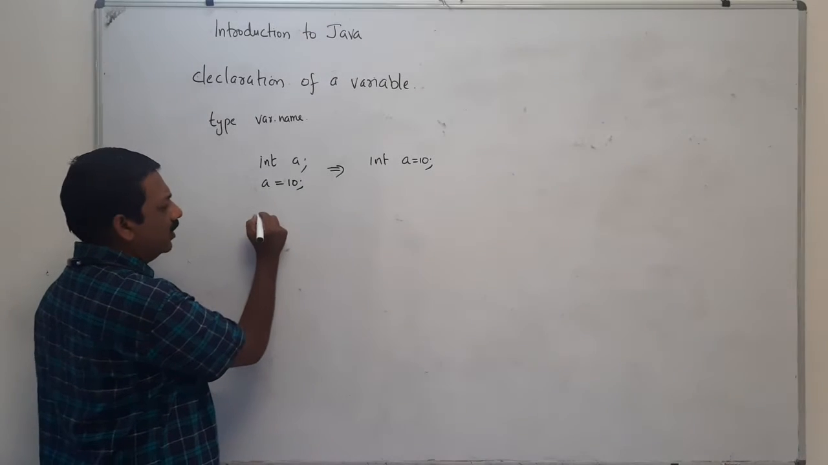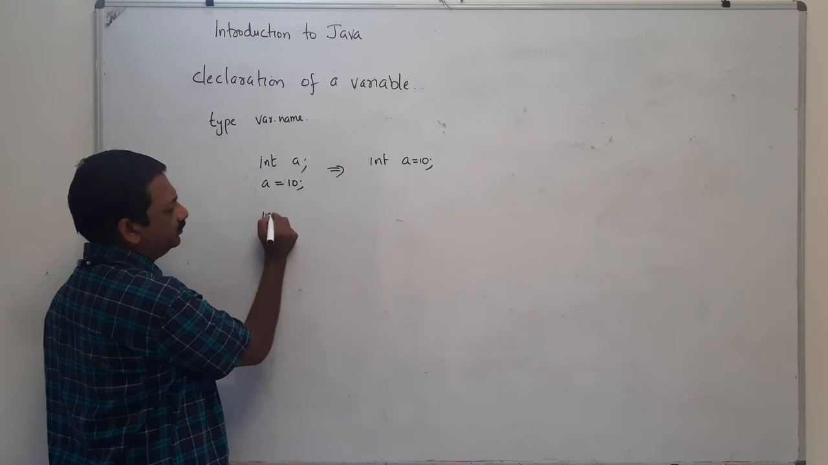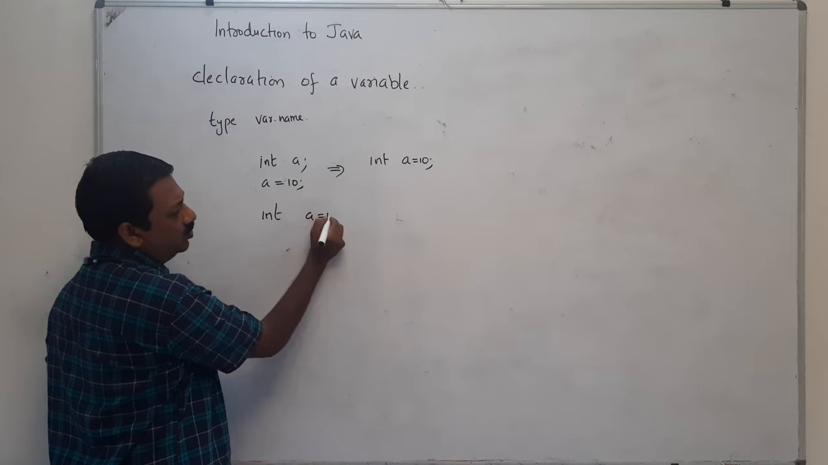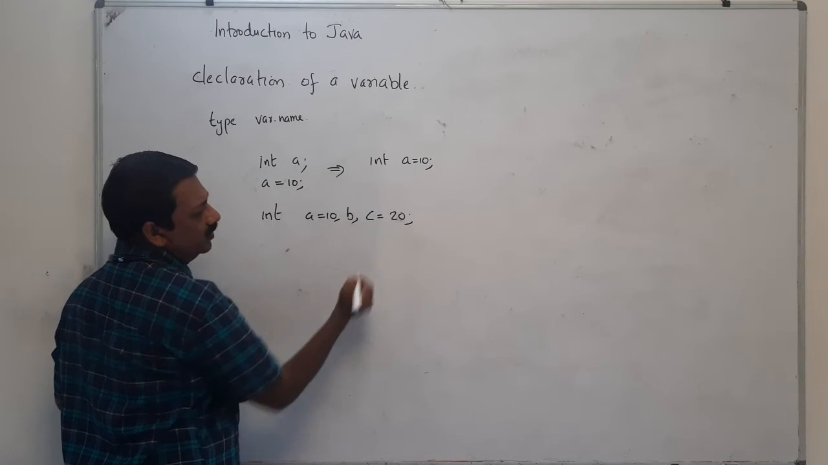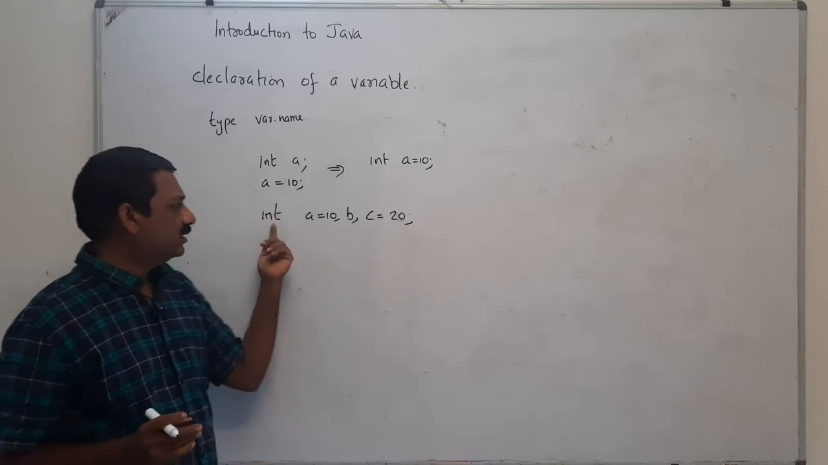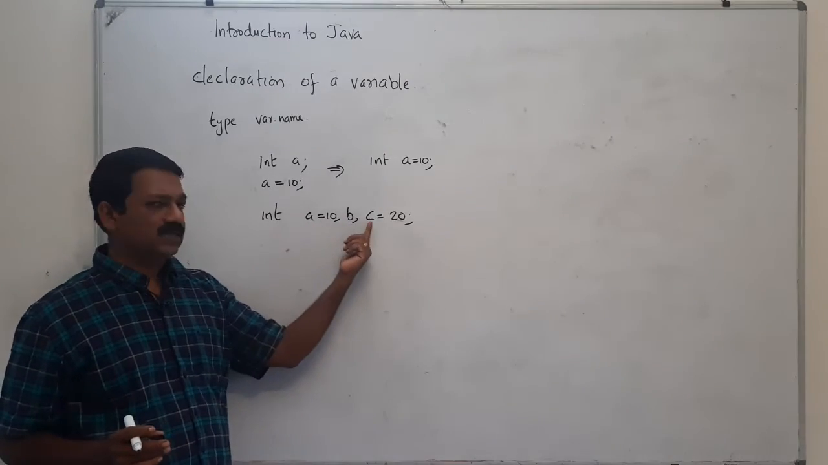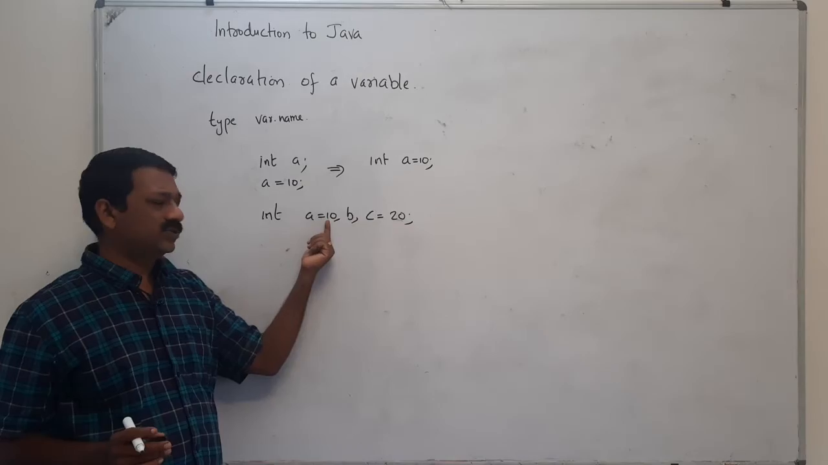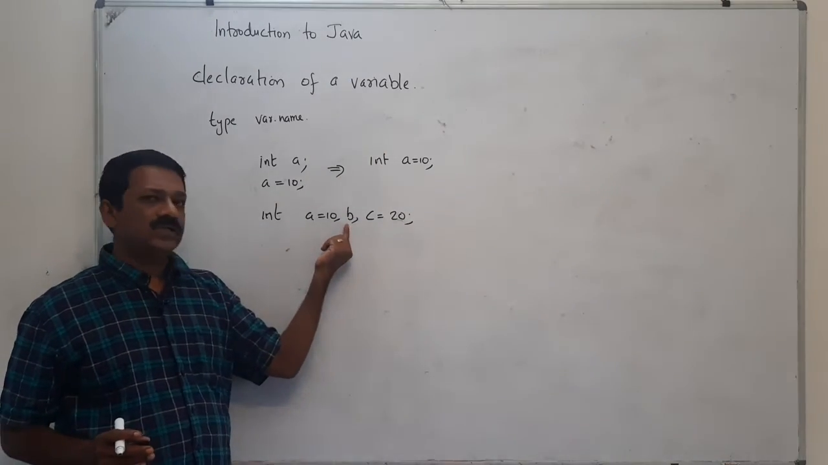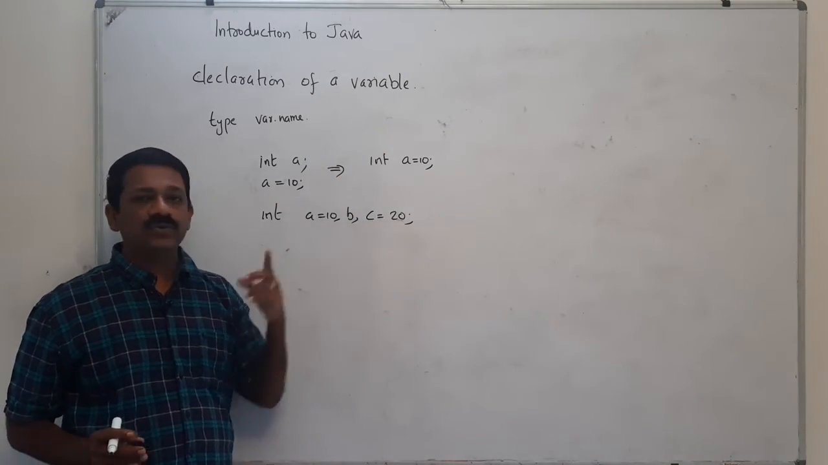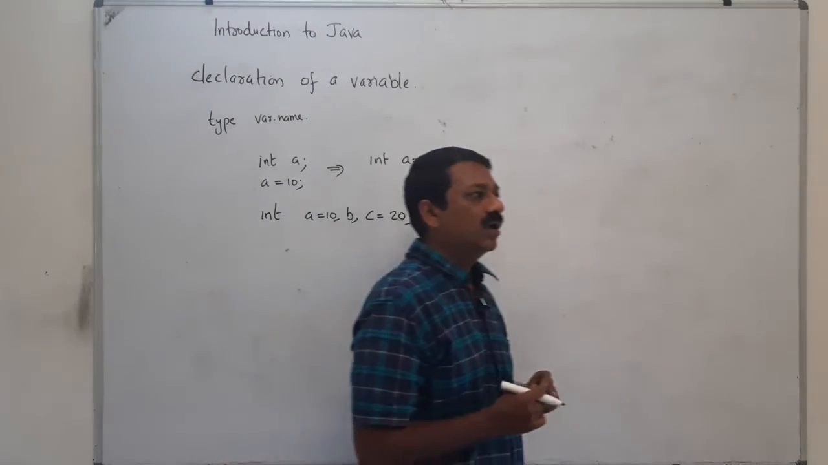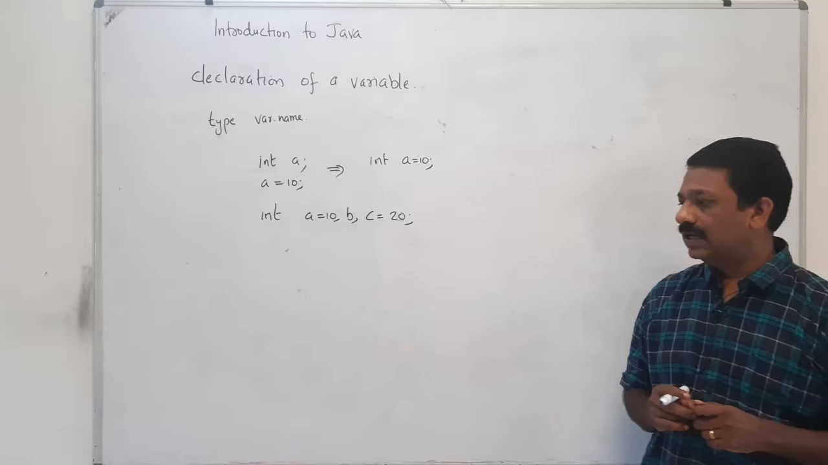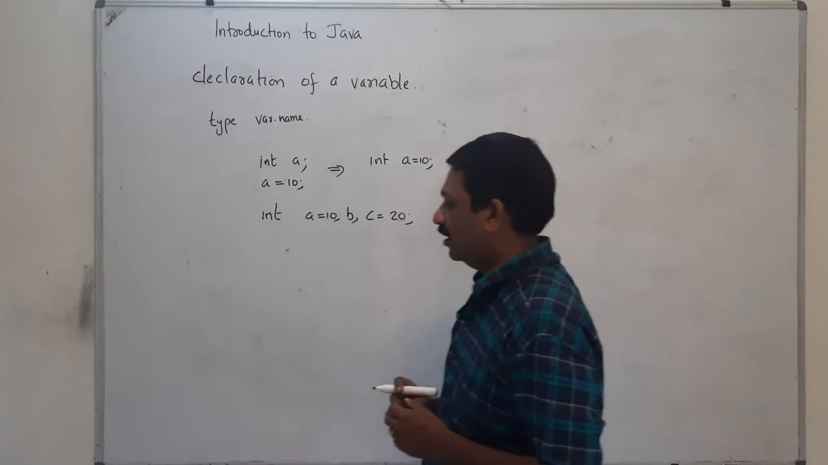And now you can have another statement like int a equal to 10, b, c equal to 20. Now I have defined three variables a, b and c. Now a is initialized to 10, b is not initialized and c is equal to 20. C is initialized to 20. So this is the way we are going to declare variables.